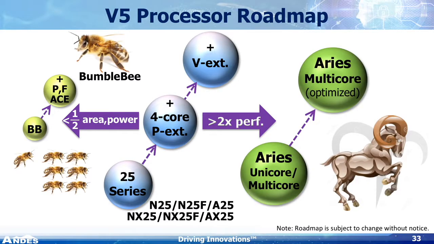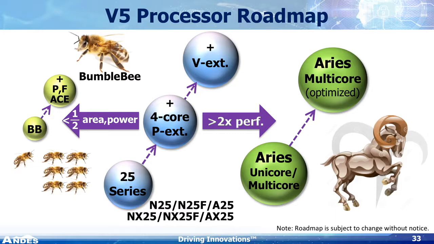For the small core, we call it Bumblebee. It has a baseline core, and then it will come with AC support, P extension, and floating point. We envision it being used as the only processor in a small chip, or using many instances in a large chip. For 2x performance, we call it Aries. We're going to have a unique single core and also multi-core, leveraging the multi-core environment which the 25 series will generate. And later we're going to have optimized multi-core for Aries.